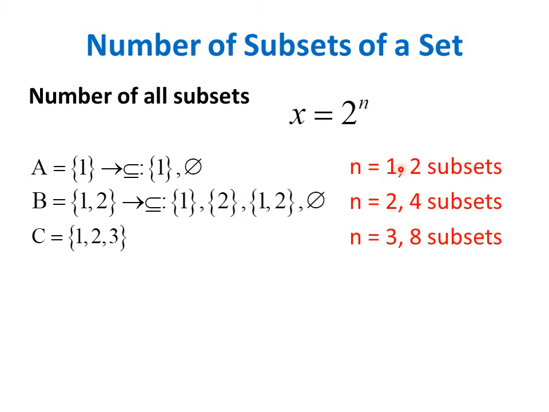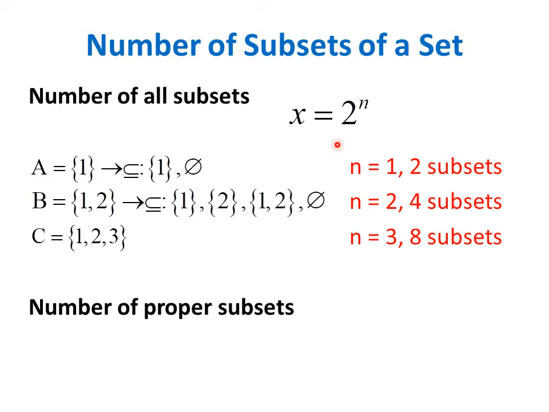So if the number of elements is 1, there are 2 subsets. So 2, of course, is 2 to the 1. If the number of elements is 2, there are 4 subsets. Of course, 4 is 2 squared, right? 2 to the 2, 2 times 2 is 4. If the number of elements is 3, there are 8 subsets. And yes, we know that 8 is 2 to the 3, or 2 times 2 times 2. Therefore, this formula is correct.